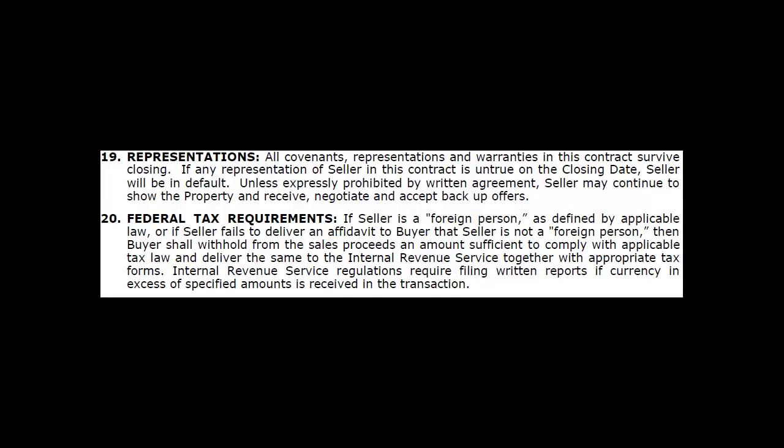Paragraph 20, federal tax requirements. If the seller is a foreign person, then the title company may withhold some proceeds from the sale to make sure that all the taxes that need to be paid are going to get paid.